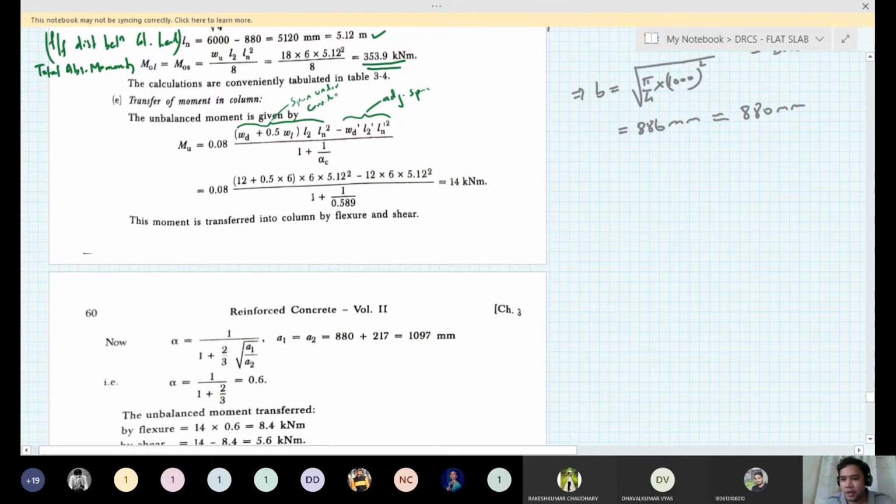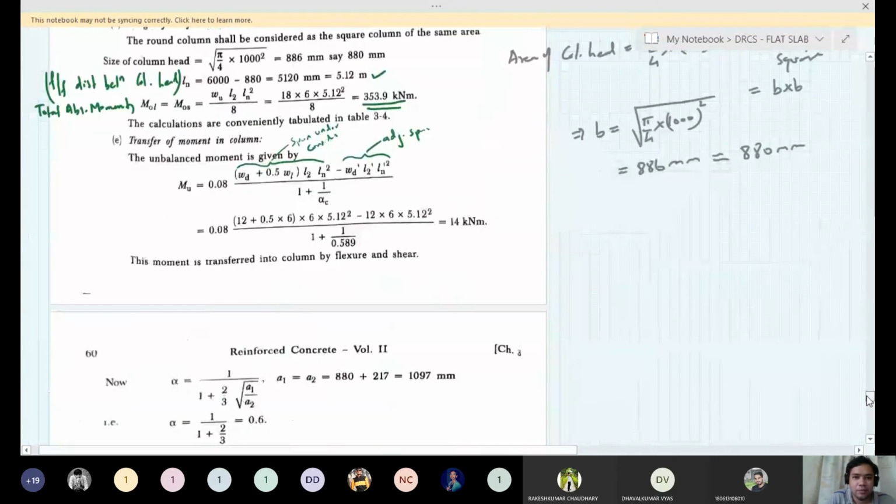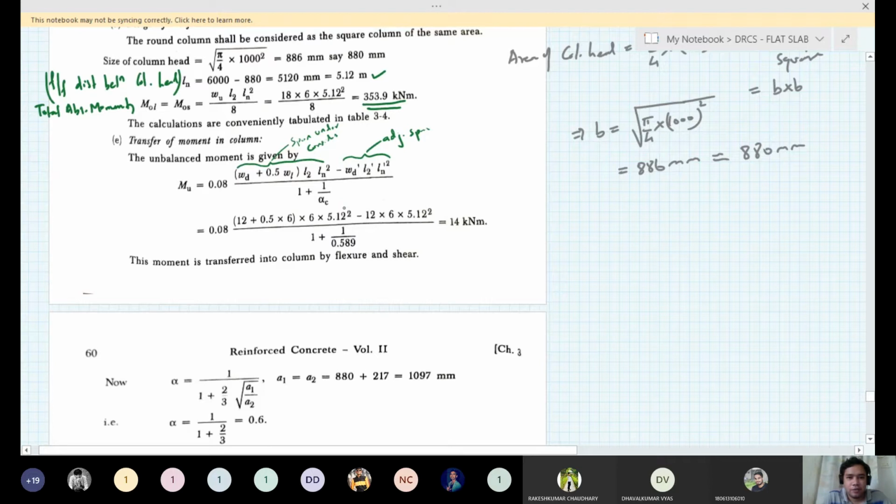Now since we have the same adjacent span, meaning we assume the same panel width on the left side or the right side, or on the upper side or the lower side, these parameters will be the same as this one. So the total dead load is 12 and live load is 6 into 0.5 into 6. Transverse length is 6 meter and ln is 5.12 square. So same values here, divided by alpha c. So this is the unbalanced moment.